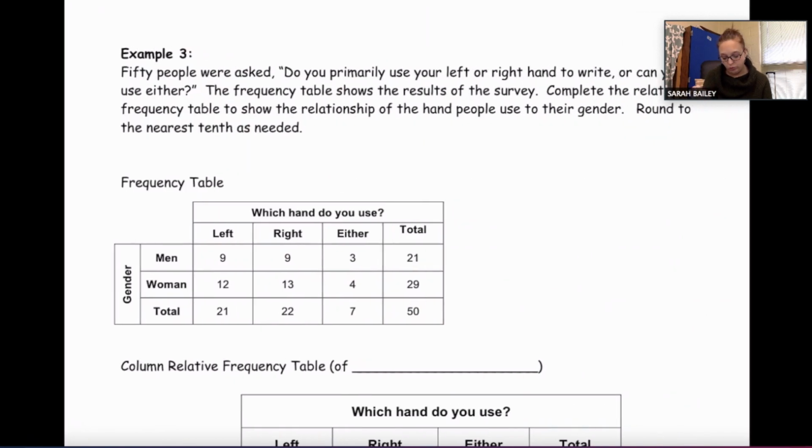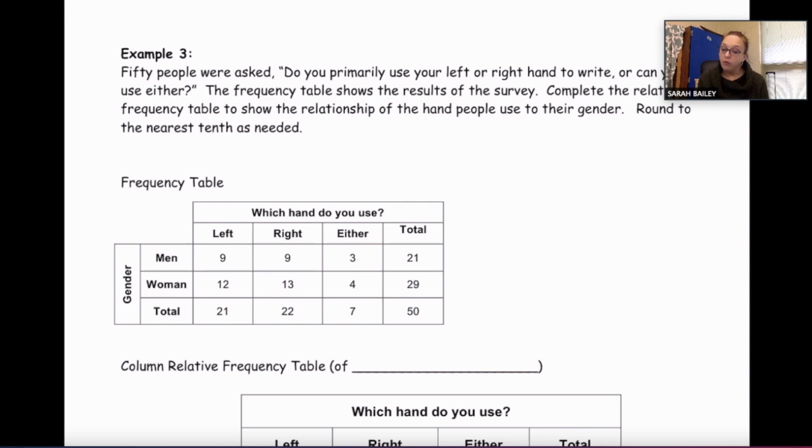All right, let's do one more together. Let's look at example 3. 50 people were asked, do you primarily use your left or right hand to write, or can you use either? The frequency table shows the results of the survey. Complete the relative frequency table to show the relationship of the hand people use to their gender. Round to the nearest tenth as needed. So again, one number behind the decimal.